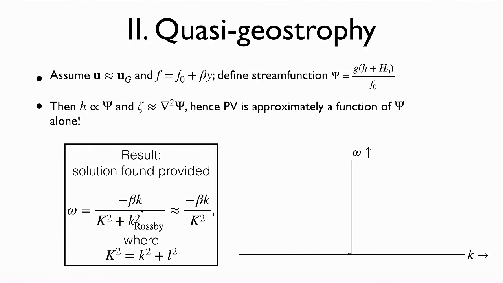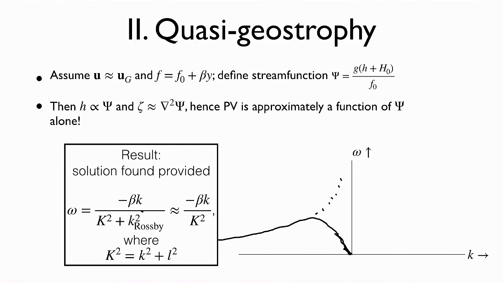So if I graph this out for a wave moving in the x direction, it looks like this, where it asymptotes to 1 over k, but for very small k, it's linear. And lurking around here is the Rossby deformation radius. So what is this telling us?